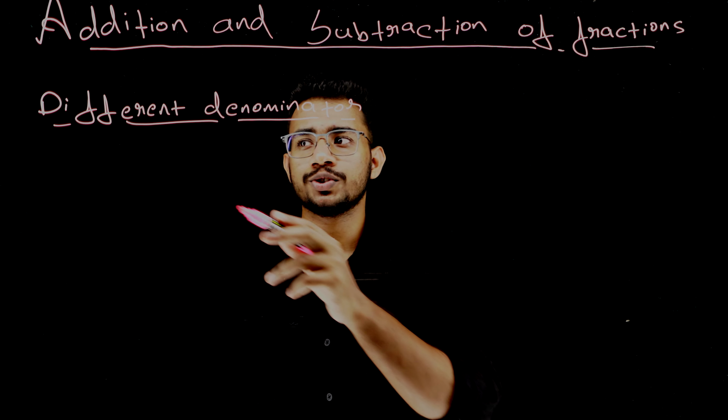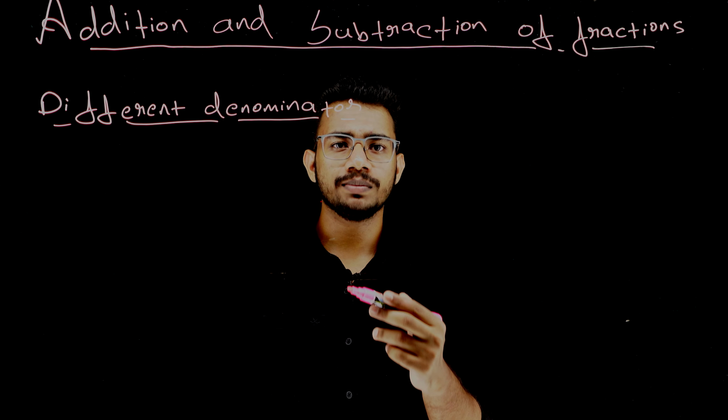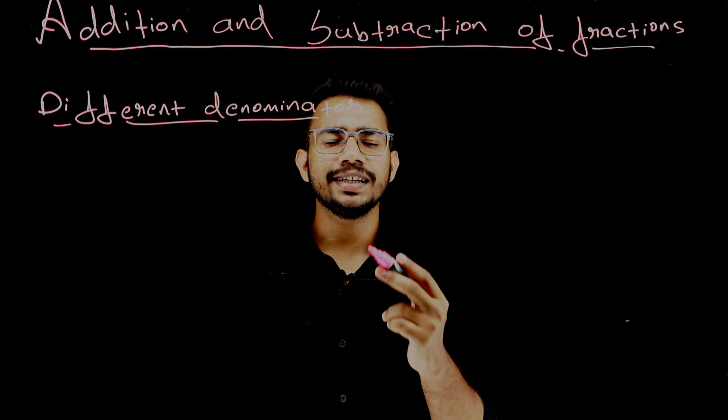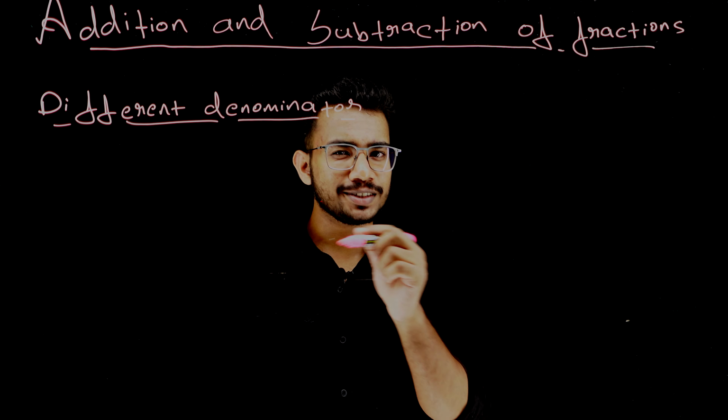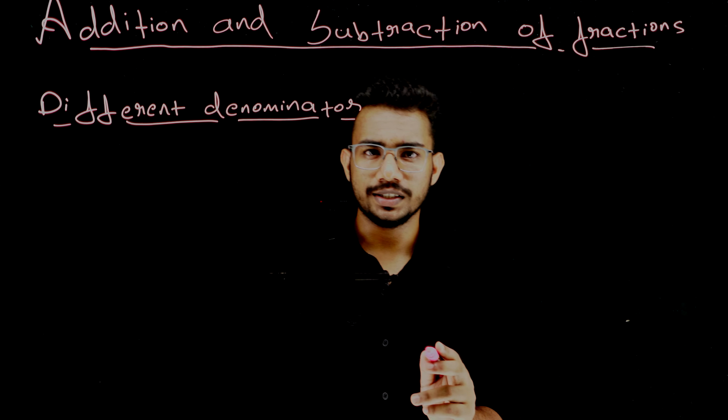Here we are dealing with questions with different denominators, and we can do these problems in two different methods. One is the proper method, and the other one is a little bit easier, but there is a small catch at the end. We will see that. Now we will begin with the proper method.